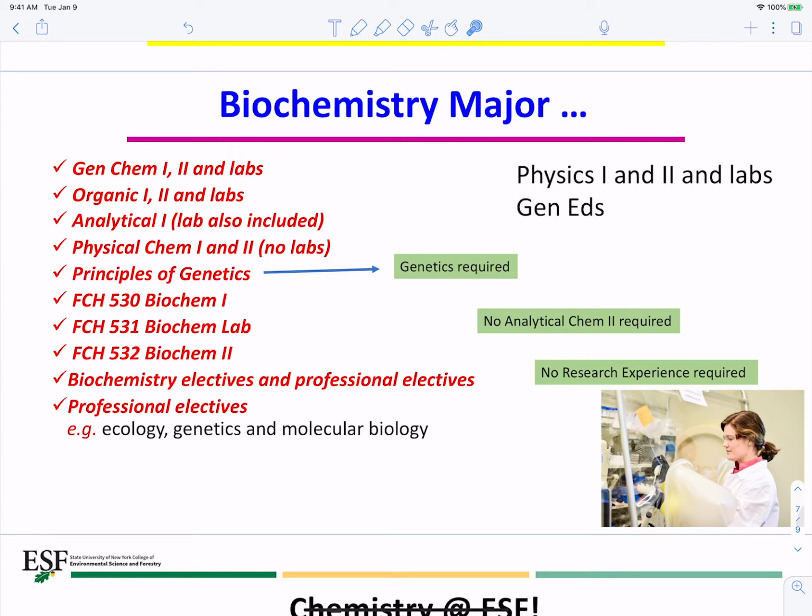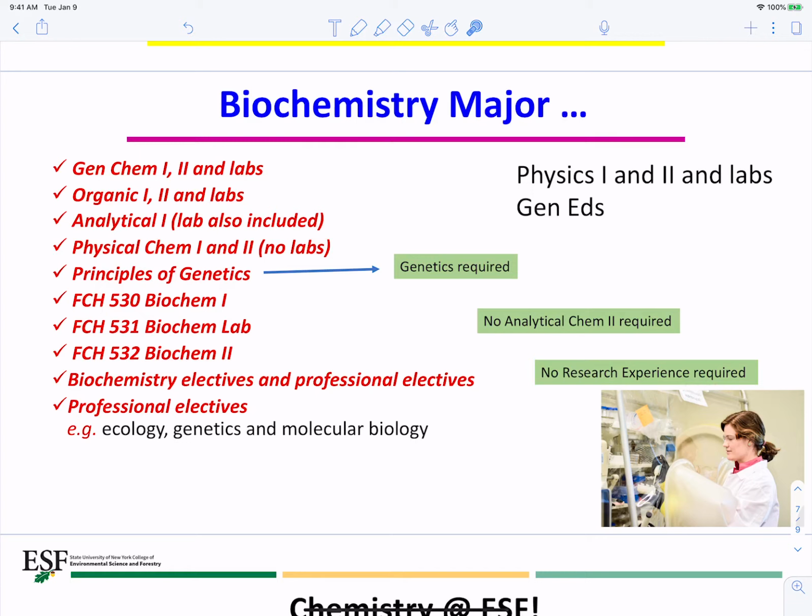Now, the professional electives and the electives that you would take under the biochemistry major are going to be specific to biochemistry. And for those professional electives, you would work with your advisor to determine which of those electives would be important for you and which other professional electives would broaden your scope of biochemistry. The other big difference between the chemistry major and the biochemistry major is there's no research experience required in the biochemistry major. So those 5 credits of research are not required in the biochemistry major.